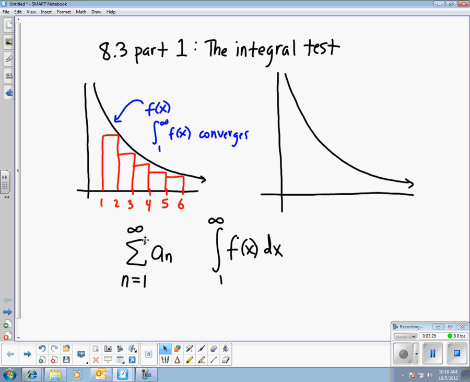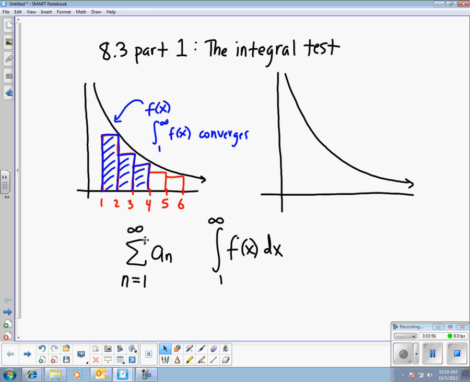Because if I plug in 2, I get this value out of my function, but the term would be that much times 1, so I'd get this much area. So this is term 1. Technically it's term 2. Term 1 isn't going to change my outcome. Here's term 2. Here's term 3. So if the integral converges, then the series is going to converge also.